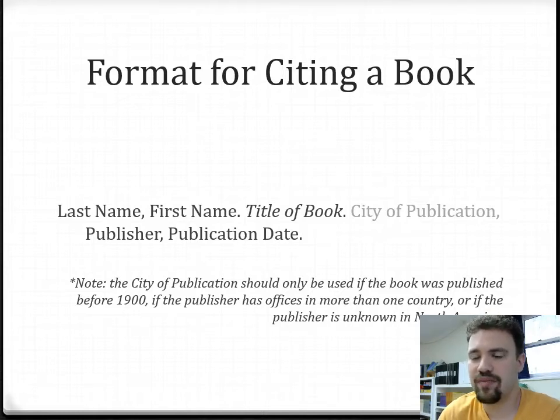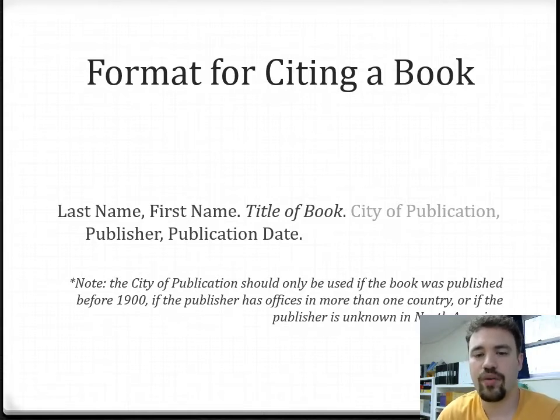If you need the city of publication, you would then put the city of publication, comma. If not, just skip that part. Then the publisher, so that would be the publishing company, followed by a comma, and then the publication date. And that's followed by a period. So that's the publication information section that gets followed by a period.